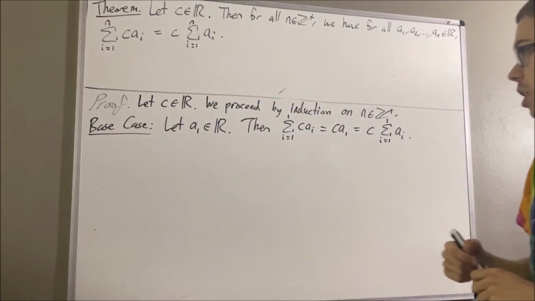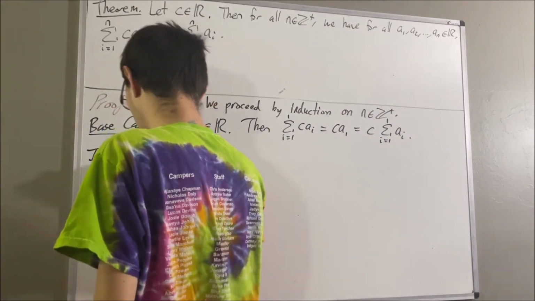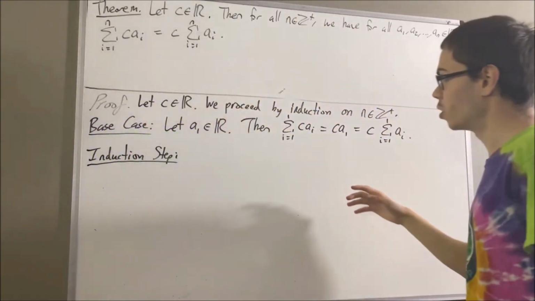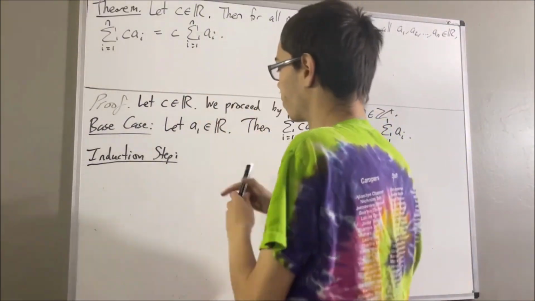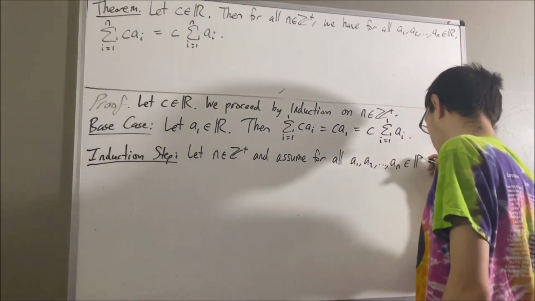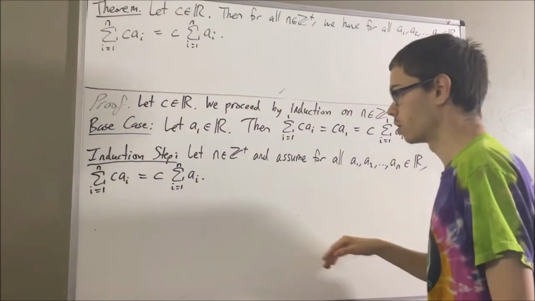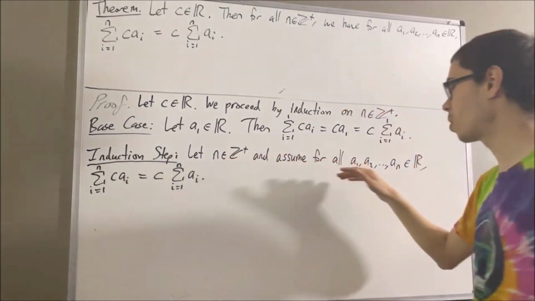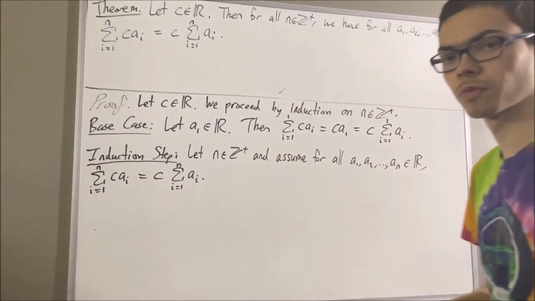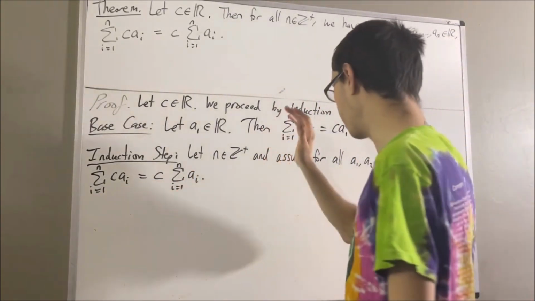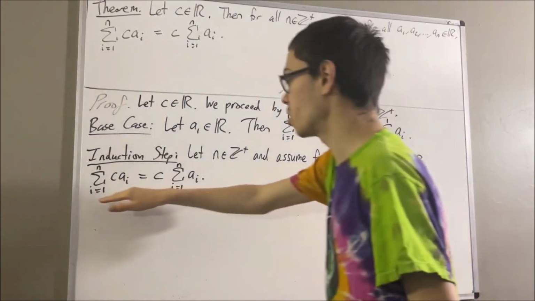Now let's move on to the induction step. In the induction step, we give ourselves an arbitrary positive integer n where this is true. So let n be a positive integer and assume for all lists of real numbers a1 through an, this is true. The whole goal of the induction step now is to prove that this is also true for n plus 1.